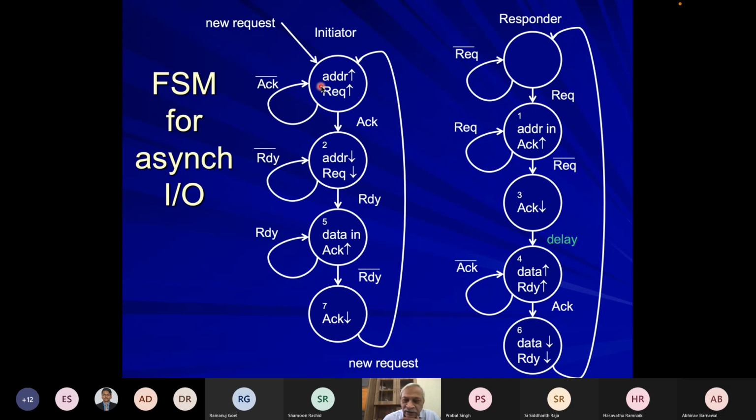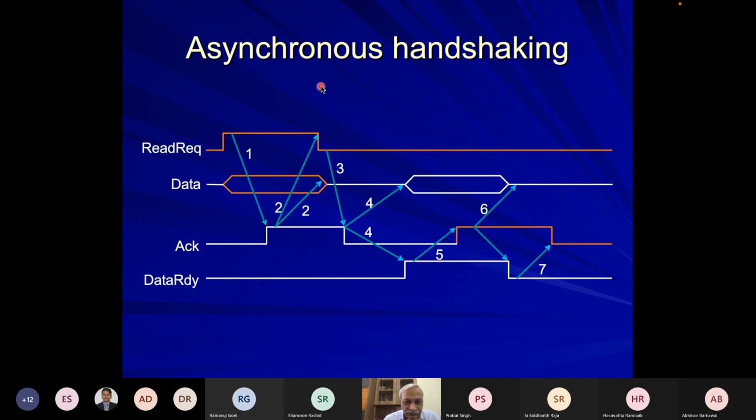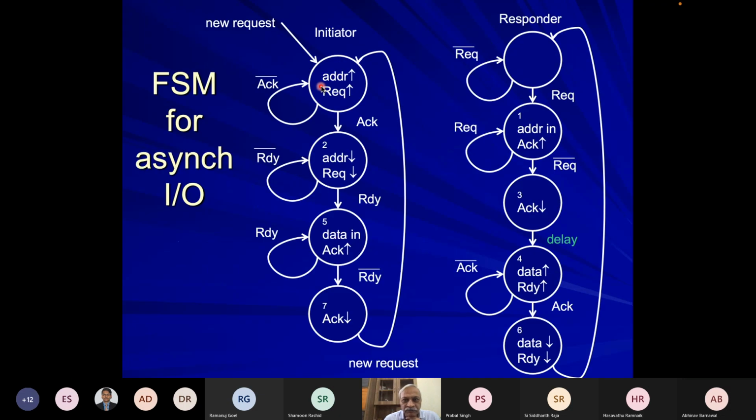Now, I'm sorry, I think I'm missing the order. Okay, sorry. It would have been seen actually at this point. So let me start all over again. In the starting state, when there is a request, you are outputting the address and making the request 1, and you're waiting for acknowledgement to come.